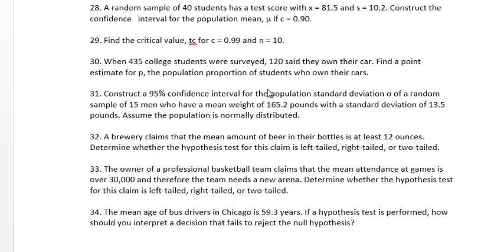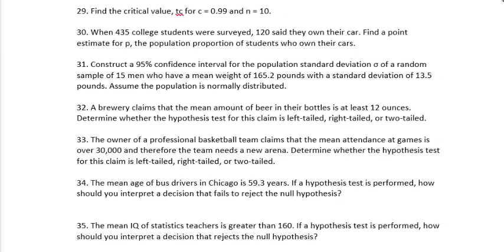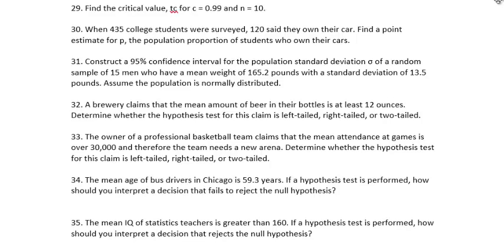Okay. Number 30. When 435 college students were surveyed, 120 said they owned their own car. Find a point estimate for the population proportion of students who own their own car. Well, that's a really complicated way of saying the average. Remember, they're not asking for a standard deviation. They're not asking for anything complicated over here. They're just looking for a point estimate, so just start off with the mean, the average.